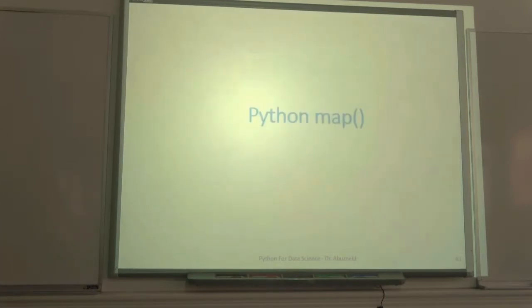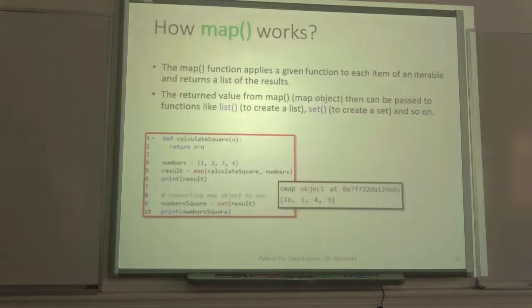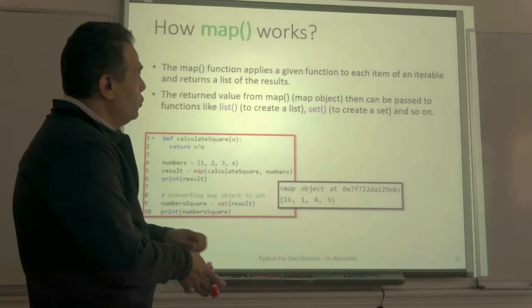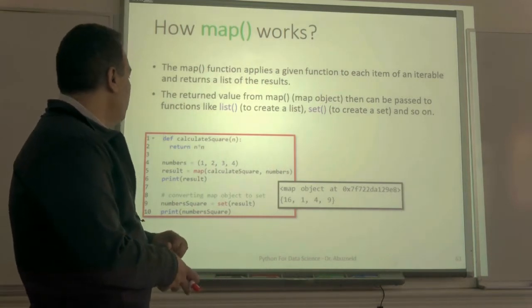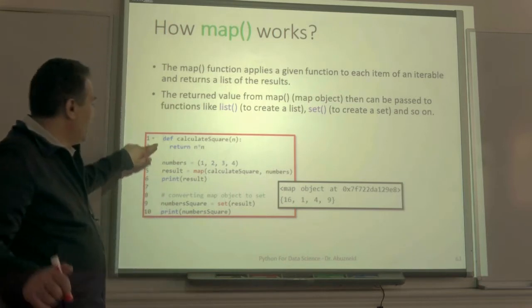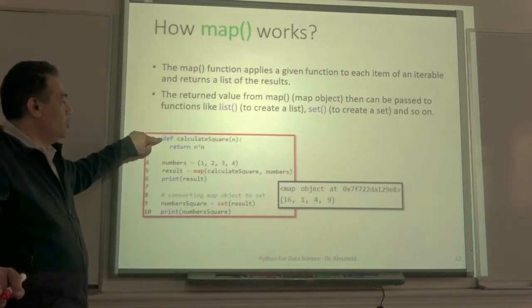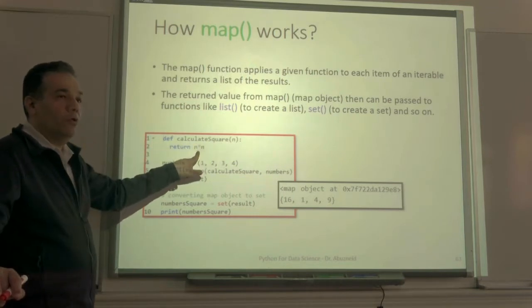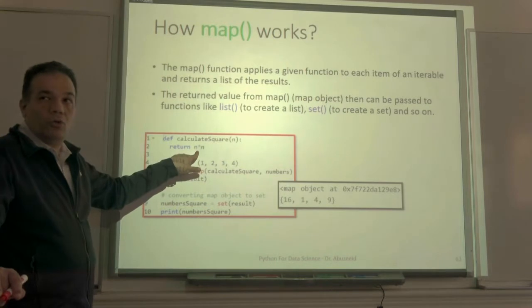Okay. There is map. Map is a very useful tool. What does map do? The map function applies a given function to each item in the iterable. For example, in here you have a function. What does this function do? It calculates the square. So if you pass 2, it will give you 4. 3 will give you 9.